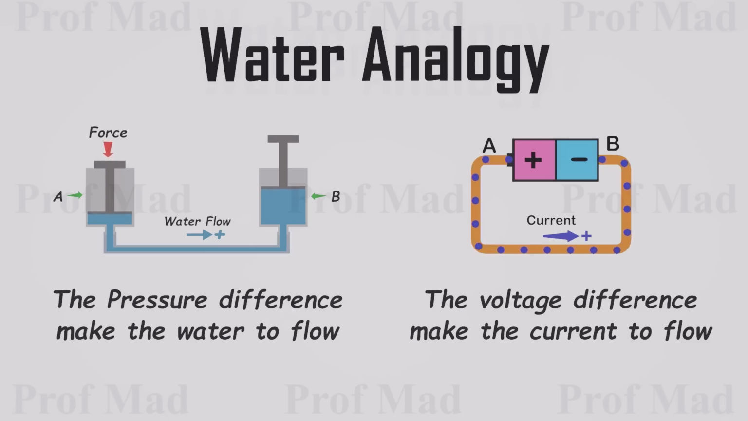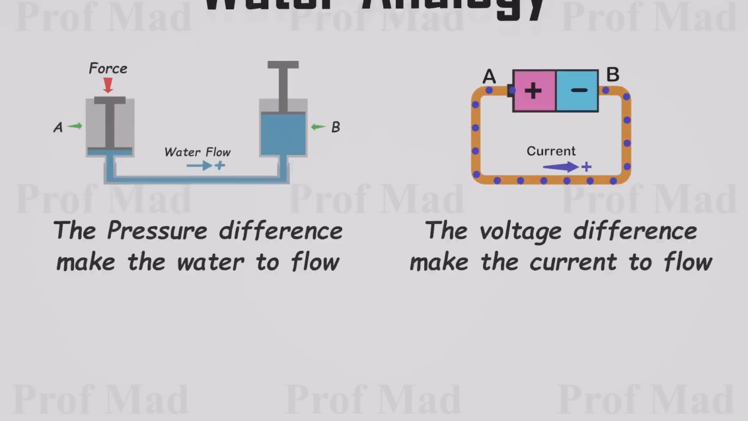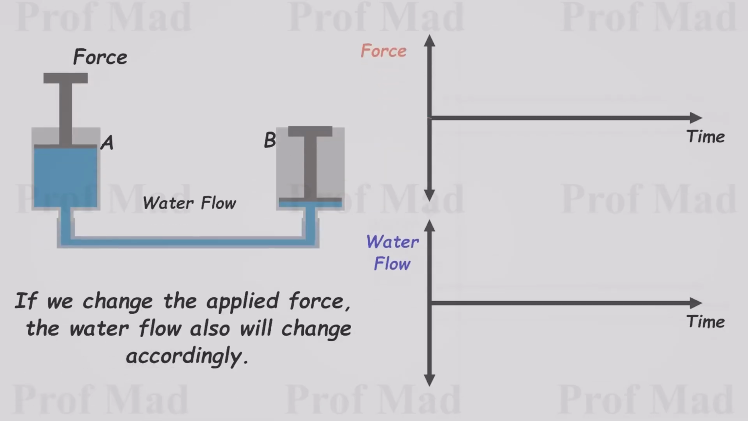A battery has two terminals, positive and negative. The positive terminal has a high potential, while the negative terminal has a low potential. When we connect these two terminals using a conductor wire, a current begins to flow from the positive side to the negative side. Let's return to the water piston example. If we modify the applied force, the water flow will also change accordingly.